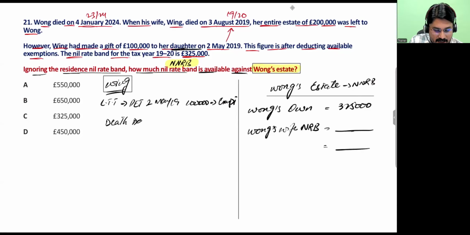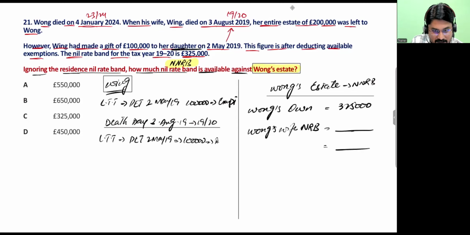Wing's death day is 3rd August 19. That's fiscal year 19-20. At the time of Wing's death, we will look back to see if any asset was transferred within 7 years or not. So at the time of Wing's death, we have checked that the PET made on 2nd May 19, this PET of 100,000, is basically taxable. This asset is becoming taxable at the time of death. Yes, we are discussing question 21.